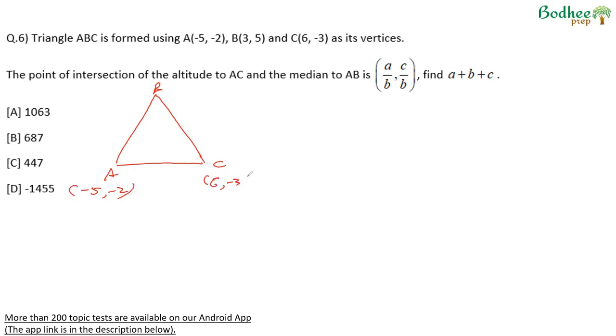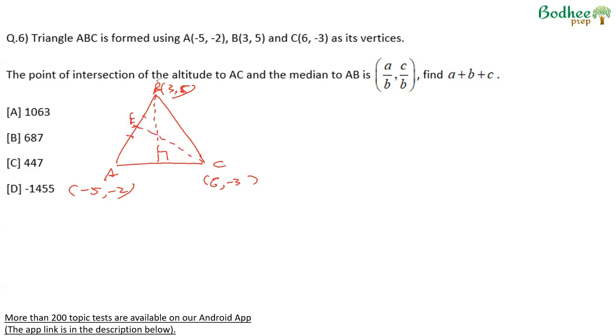C is (6, -3), B is (3, 5). We have to find the point of intersection of the altitude to AC, so the perpendicular from B to AC, with the median to AB, so from C to AB. Suppose the median is CE.